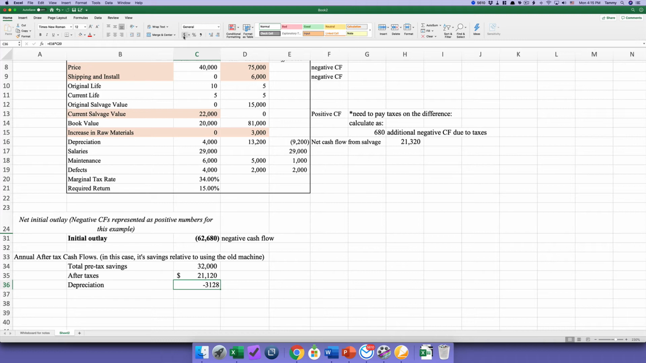So we're going to have to, let's see, first of all, we'll make it $1 so I can see what I'm doing. And then what we have to do is make this a negative number because we are multiplying a negative by a negative. That gives us a positive. So this is positive cash flow due to tax benefits of increased depreciation expense.